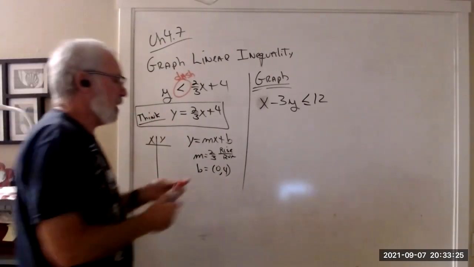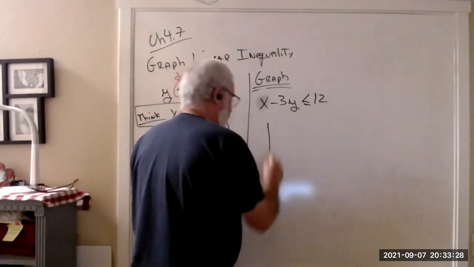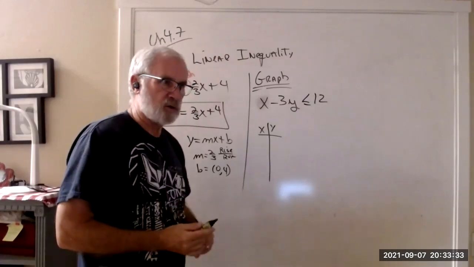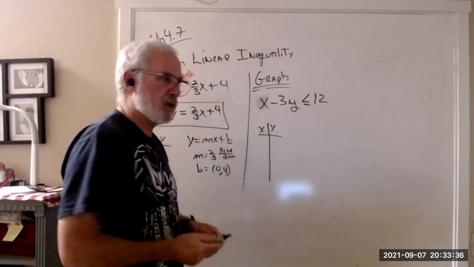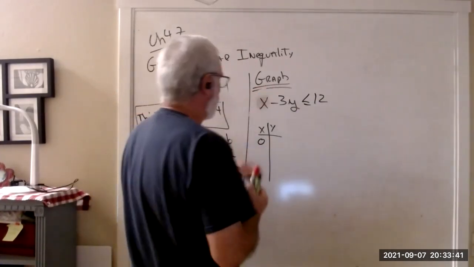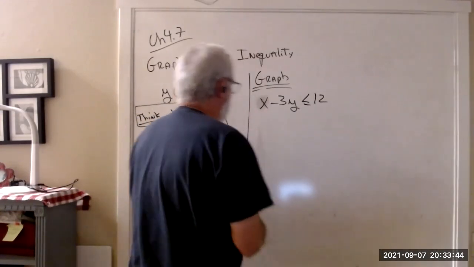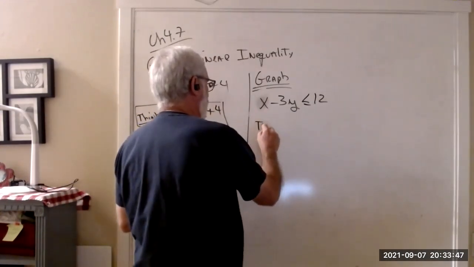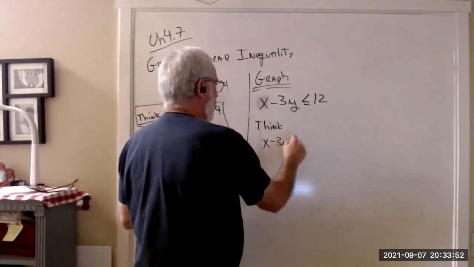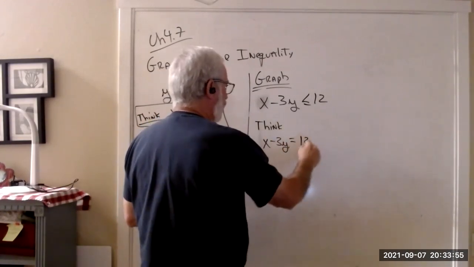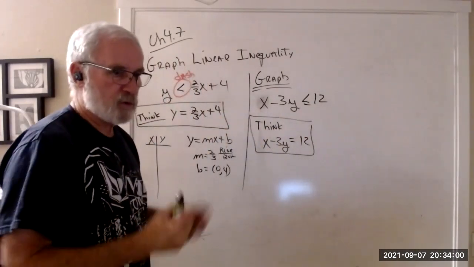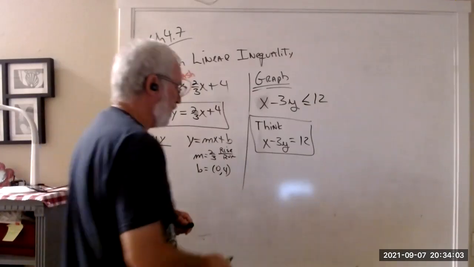I personally think a table is really good to use, and I think the intercepts are really good. If x is 0, then plug it in. Let's do this. We have to think this: x minus 3y equals 12. That's kind of what we're thinking. Strip away all the extras. That's all we're doing.